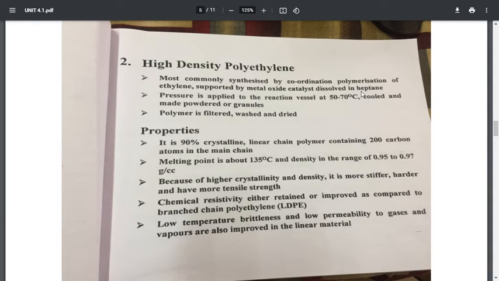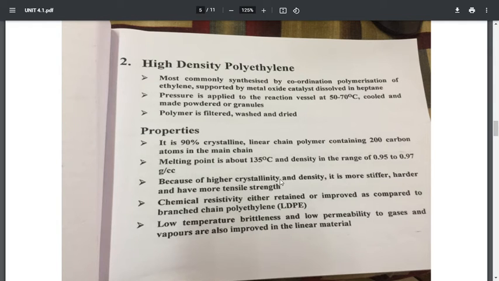Pressure is applied to the reaction vessel at 50 to 70 degrees. Cooled and made into powder or granules. Polymer is filtered, washed and dried. Properties: it is 90% crystalline, a linear chain polymer containing 200 carbon atoms in the main chain. Melting point is about 135 and the density is in the range of 0.95 to 0.97.